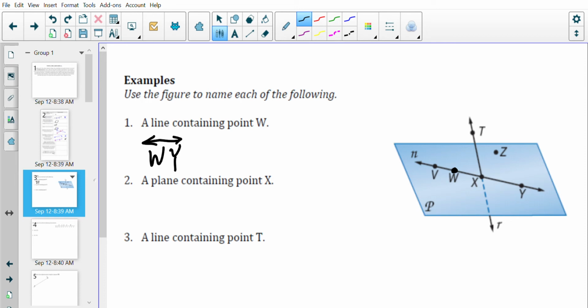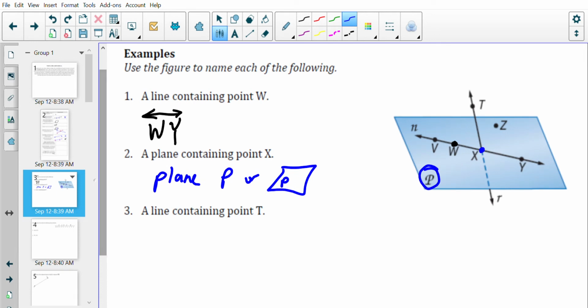Number 2, we have to say a plane containing point X. Well, here's point X, smack dab where the 2 lines intersect. So I need the plane. Here we see we have a little notation down in the corner, P. So here we have the plane, and we have plane P, or we could just use the parallelogram with the P inside it as well. And then we also need a line containing point T.